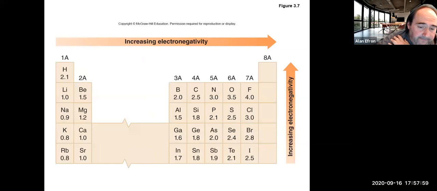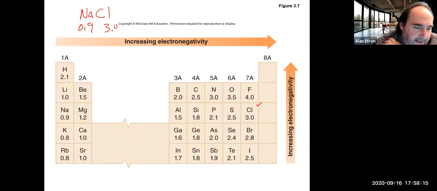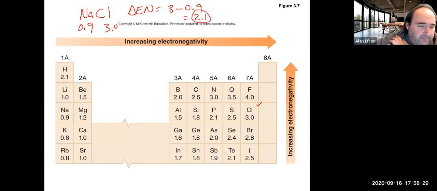So for example, if we take our couple of examples we had, if we take our good friends sodium and chlorine, if we look up sodium's value for electronegativity, it is 0.9. If we look up chlorine's value, it is 3. And basically, what we would do here is take the difference. So larger number minus smaller number. So the difference in electronegativity would be 3 minus 0.9. That gives us a difference of 2.1.